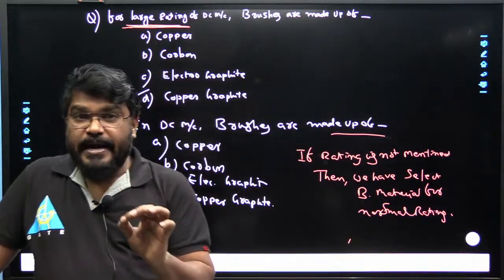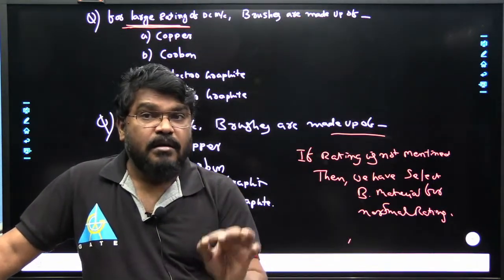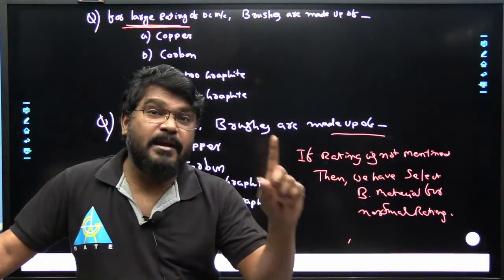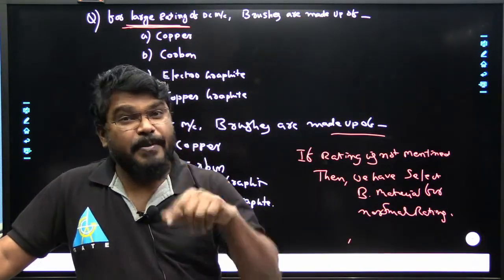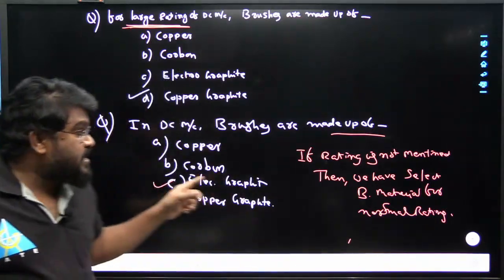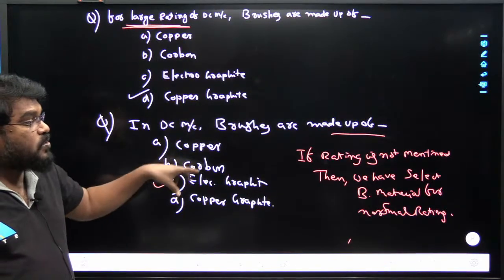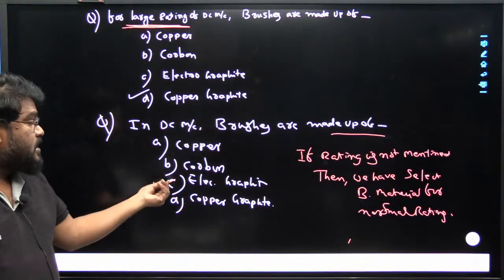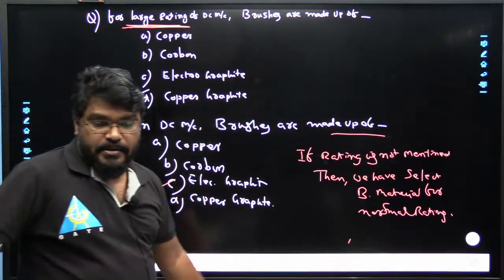So small rating brushes are made with copper or carbon, electrographite for normal rating, and copper graphite for large rating. If the rating is not mentioned in the question, we have to select the brush material per normal rating point of view. So the answer for this question is electrographite.